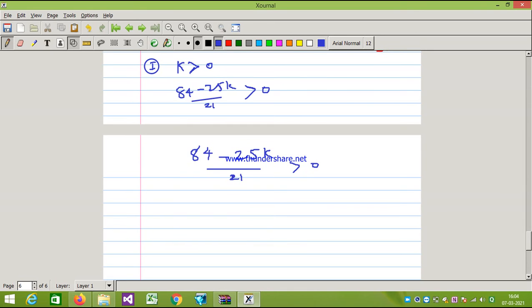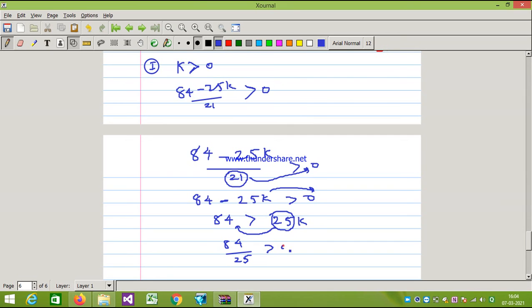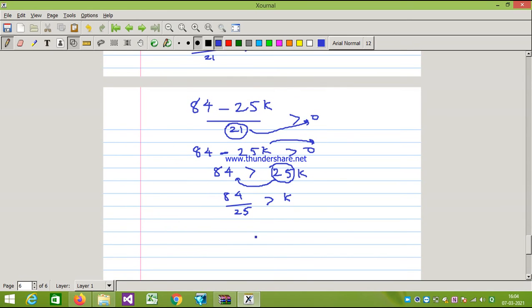Now see, this 21 is a divisor here. When we shift it to the RHS, it becomes multiplication, right? So 0 into 21 becomes 0. So what is remaining? 84 minus 25k is greater than 0. Now this 25, when we shift it to the other side, becomes positive, because here it is negative. So 84 is greater than 25k, right? Now this 25 is multiplied here. When we shift it, it becomes divide. So 84 divided by 25 is greater than k, right?